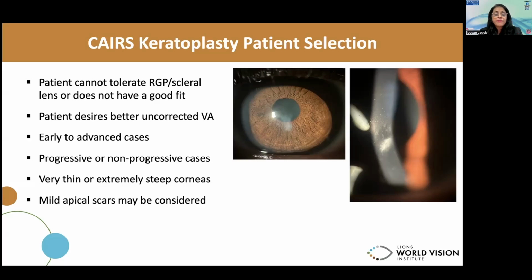A patient with a mild apical scar can still be considered for CARES keratoplasty, so that doesn't completely rule out CARES. What you can do is an RGP contact lens trial, and if the patient's vision improves with that, the patient can be considered a candidate for CARES.